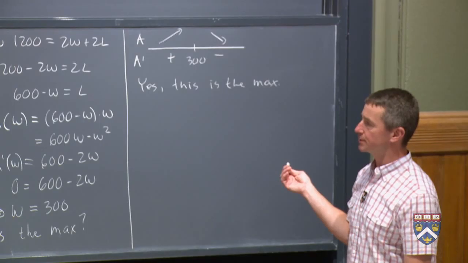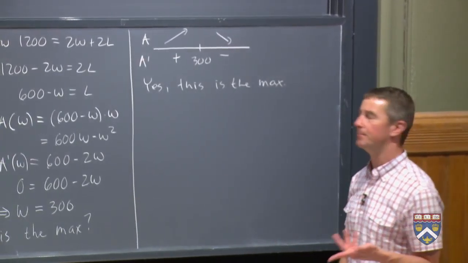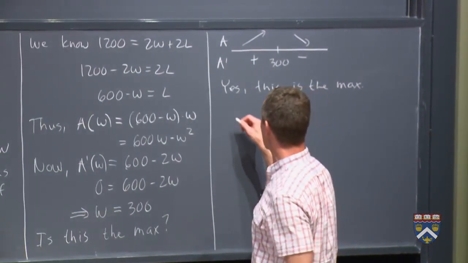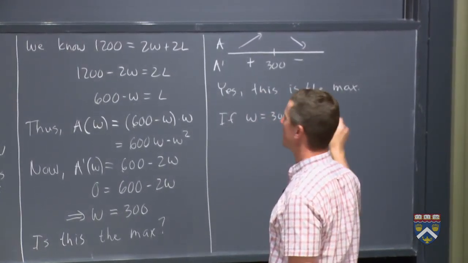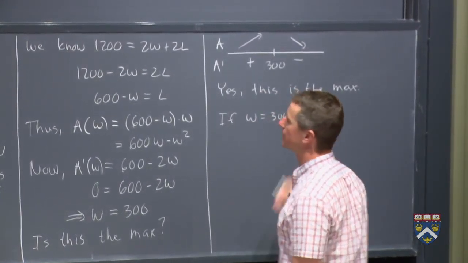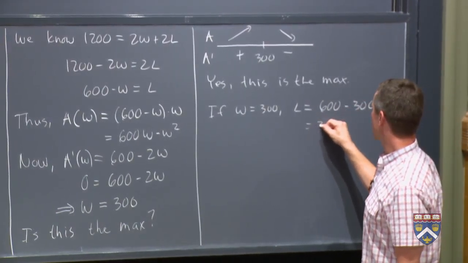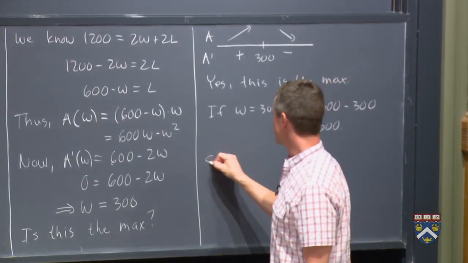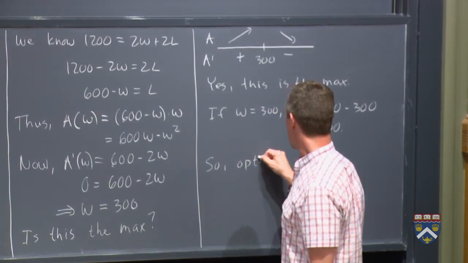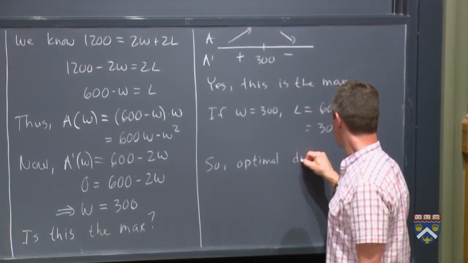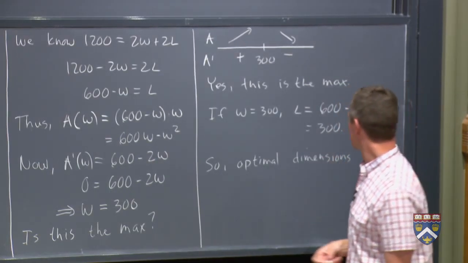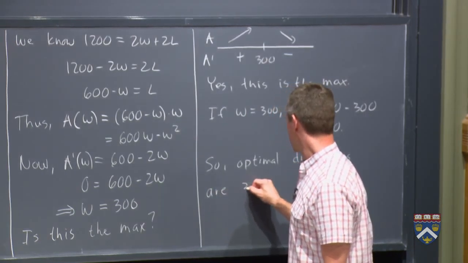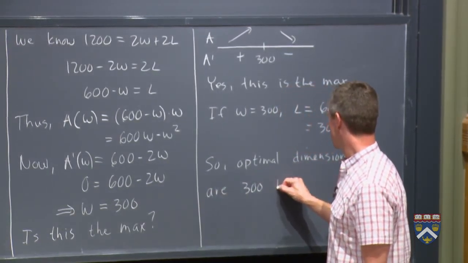Have we fully answered the question? Not quite, because the question asks what are the dimensions. So we know that w is 300. And if w is 300, how do we find out what L is? Well, look, we've got an equation for L right there. 600 minus 300 equals 300. So the optimal dimensions are what you might have guessed, 300 by 300, in other words, forming a square. 300 feet by 300.